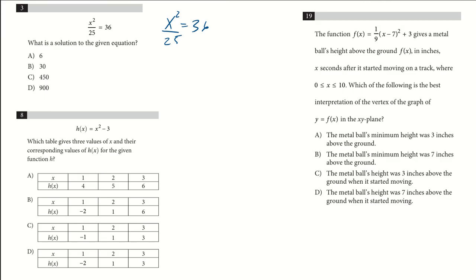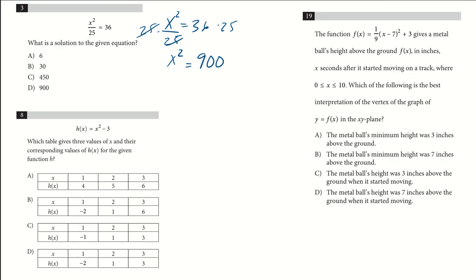We see that 25 and x squared are being divided. The inverse of division is multiplication. So I'm just going to go ahead and multiply both sides by 25. That's going to cancel to 1. 1 times anything is itself. 36 times 25 is 900.